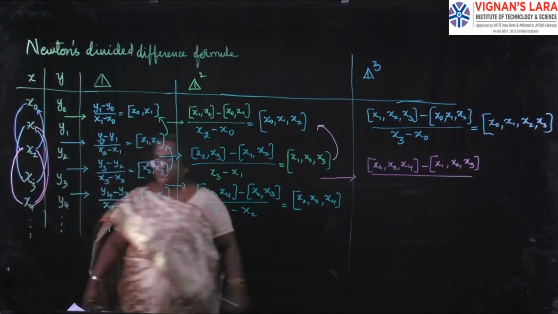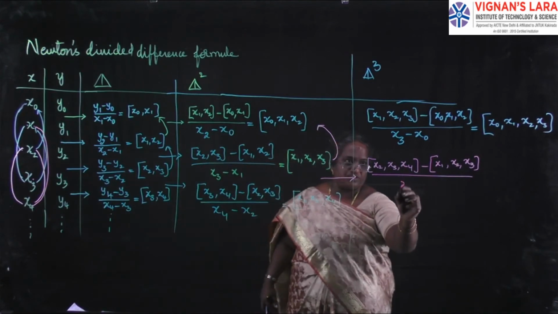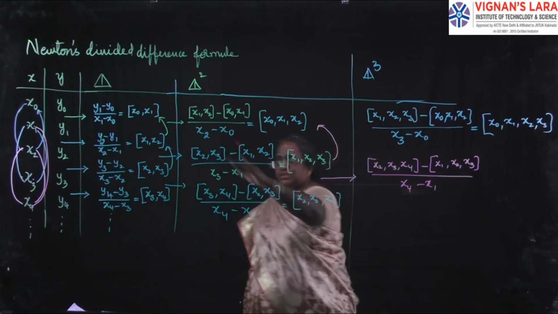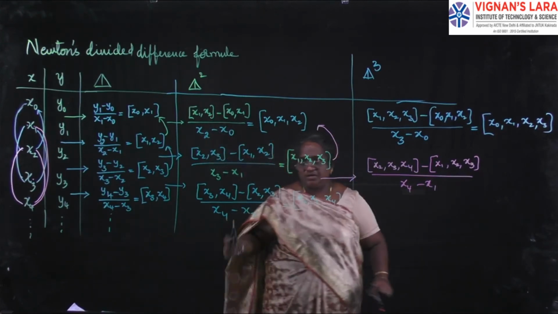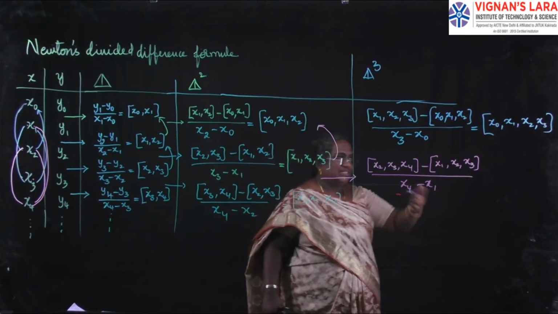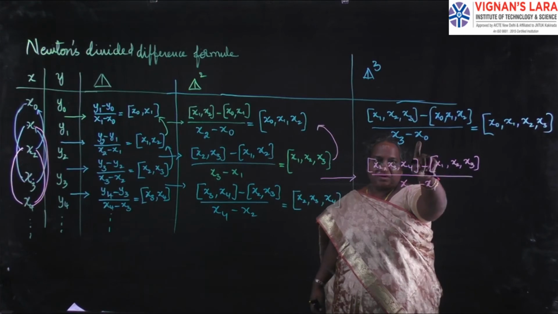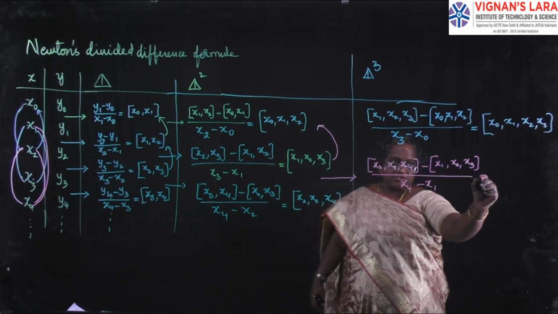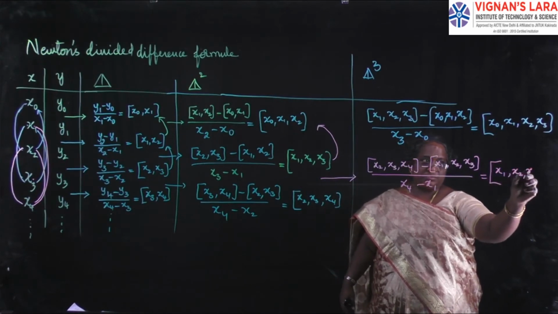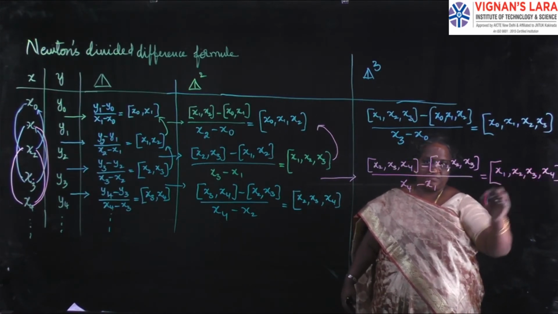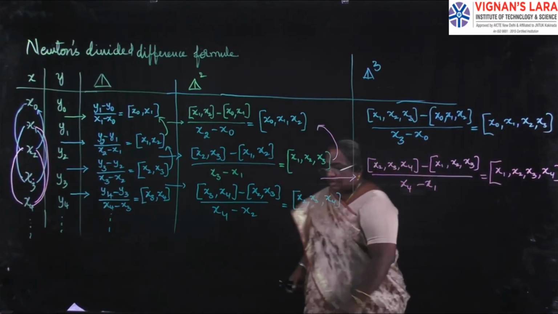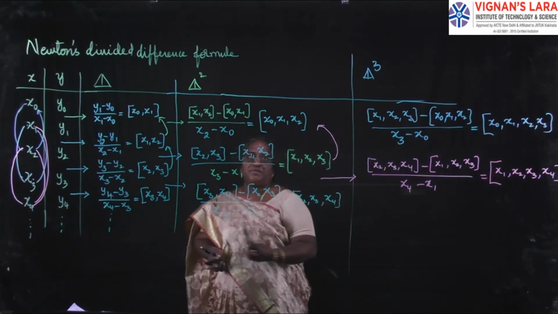So it is x4 minus x1, x4 minus x1, x3 minus x0. So here x2 minus x0, x3 minus x1, x4 minus x2. So it is easy to remember, x3 minus x0, x4 minus x1. So this is the third divided difference of x1, x2, x3, x4. Now we can represent these as forward difference operators.